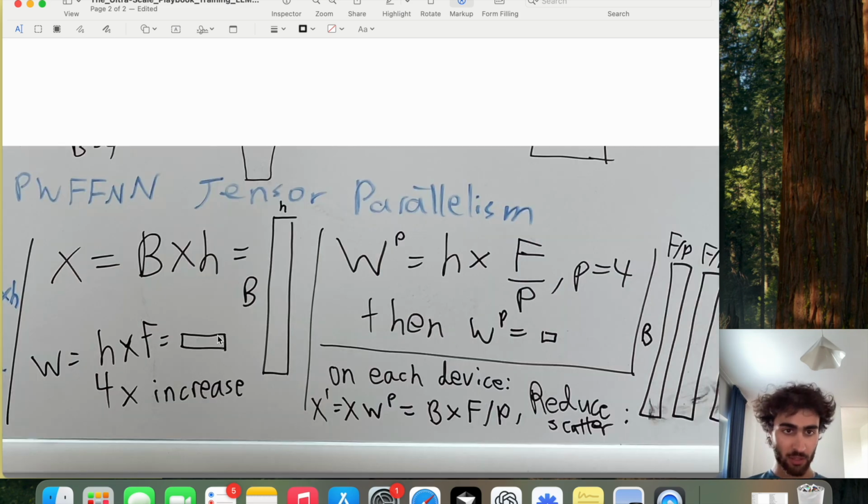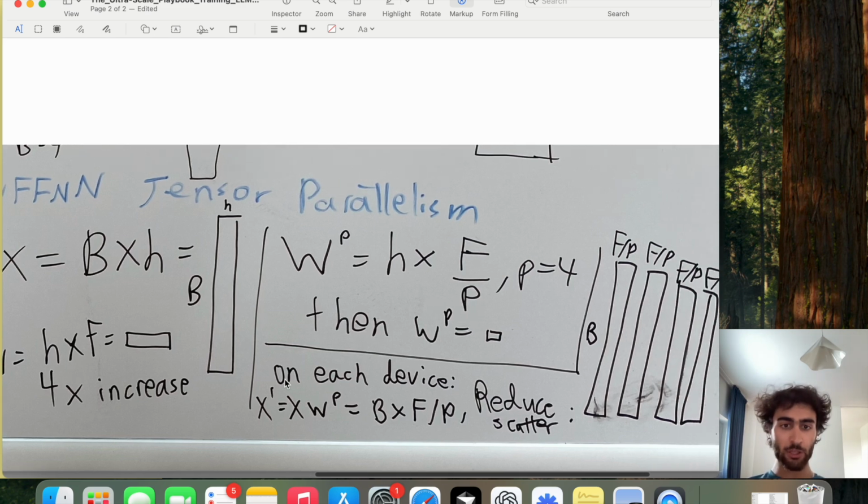So this matrix here, which is the up projection matrix, would be split up 1, 2, 3, 4. And this is one piece of it, which would have dimension h by h, because we divide f by p, which in this case is 4. And then we do our matrix multiplication. So on each device, we multiply x by wp, which gives x prime. And in terms of the dimension output, it's b times f divided by p.